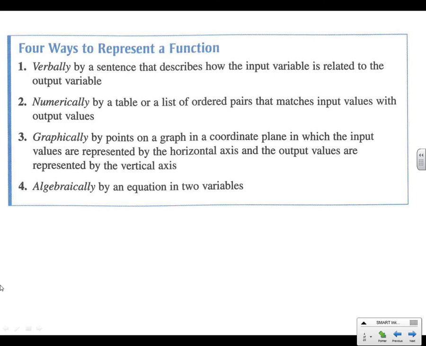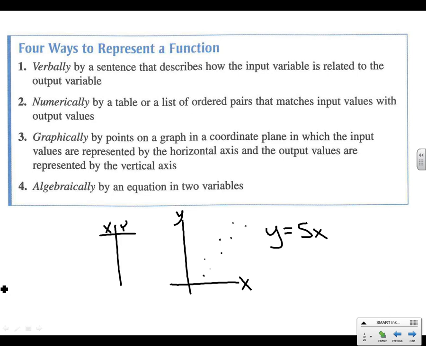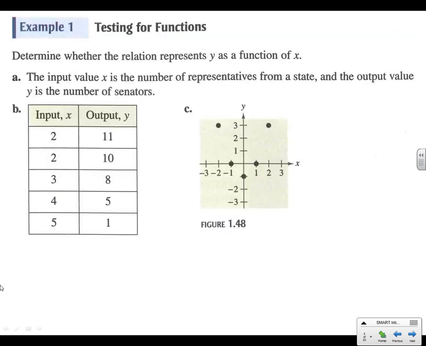Four ways to represent a function. Verbally, we can write a sentence. Numerically, that's our T table, X and Y. Graphically, we can graph it with a set of points, which we've done so far with our scatter plot. Or algebraically with a relationship, y equals 5x, something like that. So four different ways that we can do it. And usually one is the problem in the math book, and the way we would solve it is one of the next three ways: numerically, graphically, or algebraically. So let's do a couple examples here.